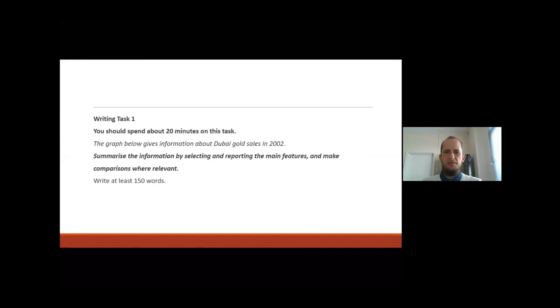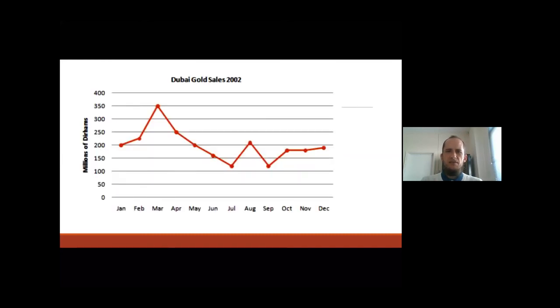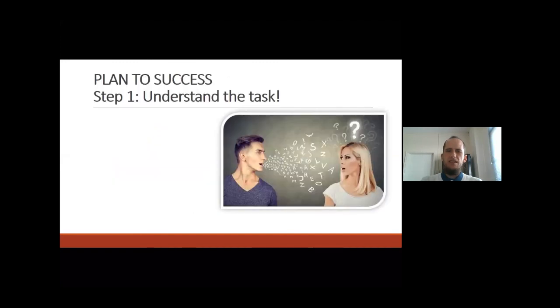And then you've got this generic instruction: summarize the information by selecting and reporting the main features and make comparisons where relevant, and write at least 150 words. So here's the graph we're going to be looking at shortly. And before we look at it, let's first have a look at what it is that we need to do in order to succeed in this task.